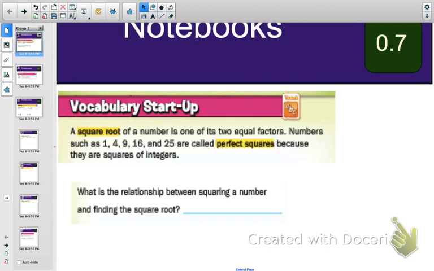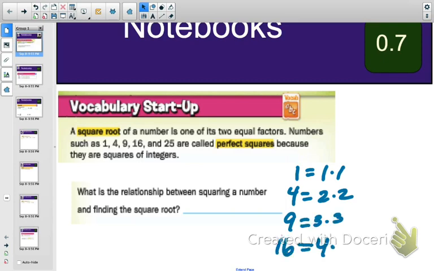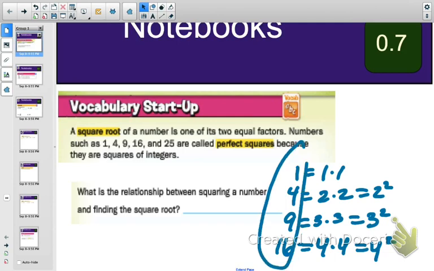So a square root of a number is one of its two equal factors, such as 1, 4, 9, 16, 25. For example, 1 is 1 times 1. 4 is 2 times 2. So you have two equal factors, two of the same factor. 9 is 3 times 3. 16 is 4 times 4, or 4 squared, 3 squared, 2 squared, etc. Those are all called perfect squares.